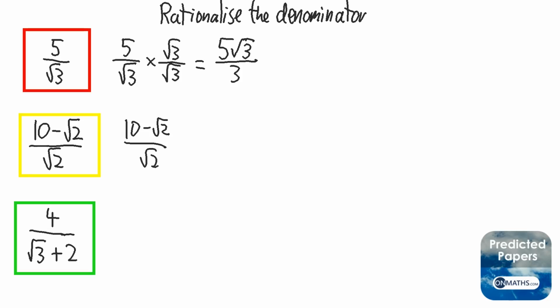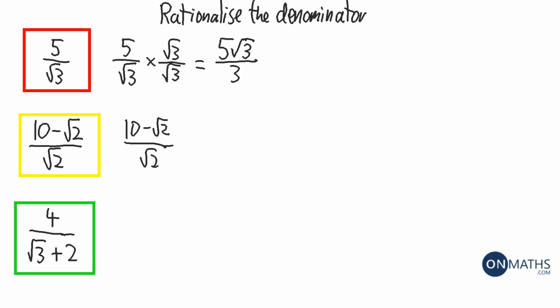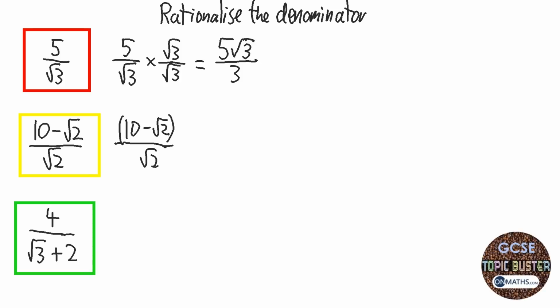All we need to remember with this one is whenever you've got an expression in a bracket, whether it's algebra or with surds, just put a bracket around it. Trust me, it will help you later on. So we're going to do the same with this. We're going to times it by 1, but by 1 we mean root 2 over root 2.